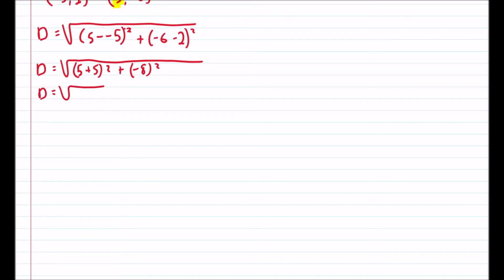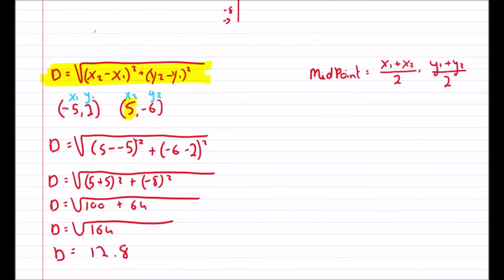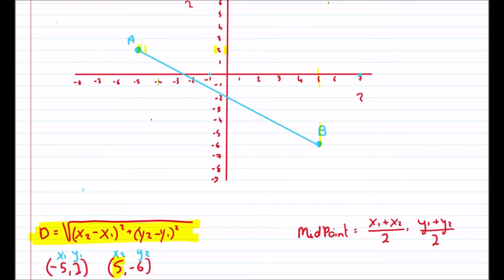So d equals 10 squared plus minus 8 squared. 10 squared is 100. So 5 plus 5 all to be squared is 100, and minus 8 squared is 64. So d equals the square root of 164, and that is 12.8 rounded to 1 decimal place. Okay, so that's how we get the distance. The next one is the midpoint.